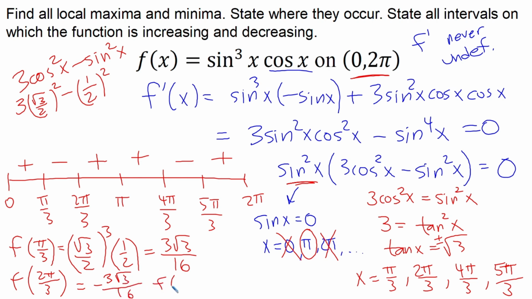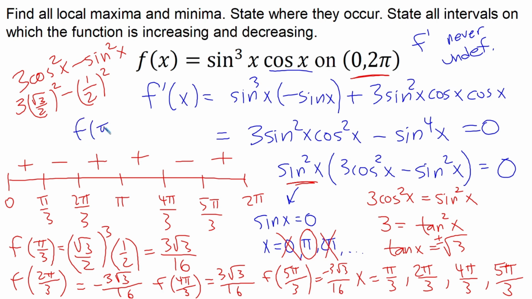And f of 4 pi over 3, well, that's the third quadrant, right? Sine and cosine are both negative, so we're going to end up with a negative times a negative, which is a positive. And in the fourth quadrant, when we do 5 pi over 3, it's going to flop back to being a negative because we're going to have a negative value for the sine, but a positive value for the cosine.